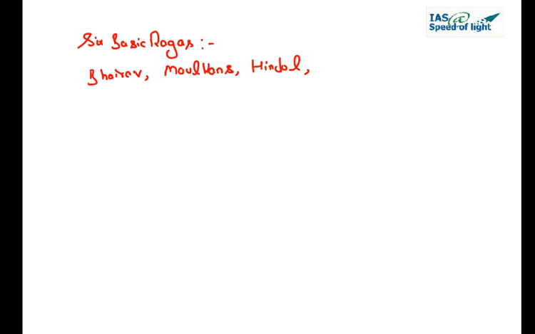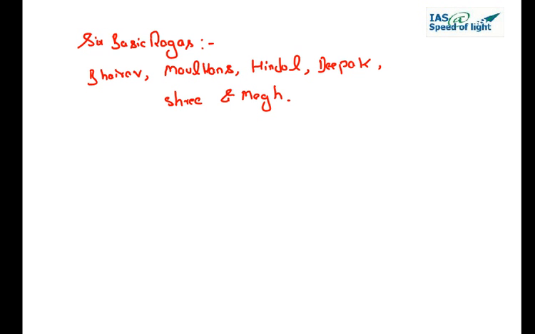Now there are 6 basic ragas, and you note it down. Bhairav, Malkauns, Hindol, Deepak, Shri Raga, and Megh Raga. Okay, so these are the 6 basic ragas from which other ragas are derived.